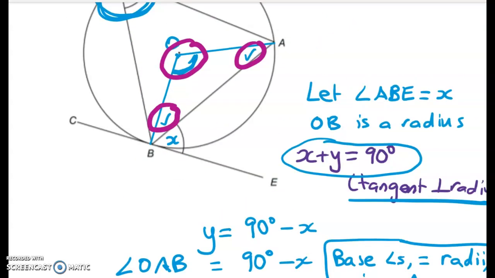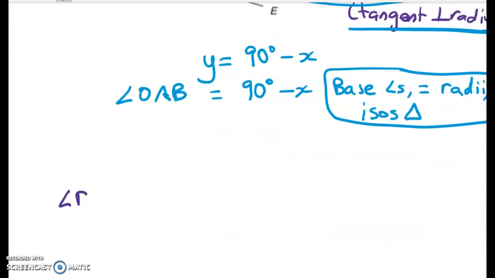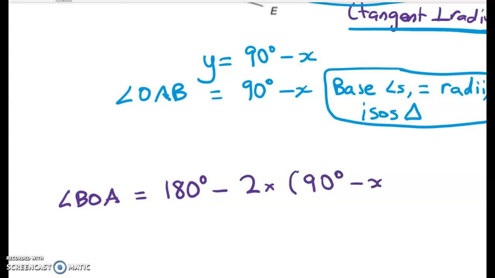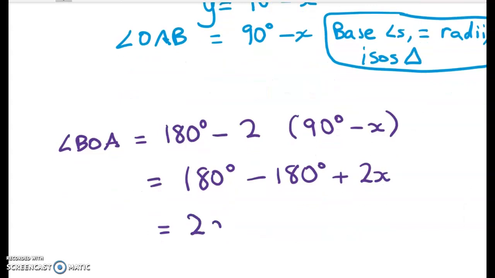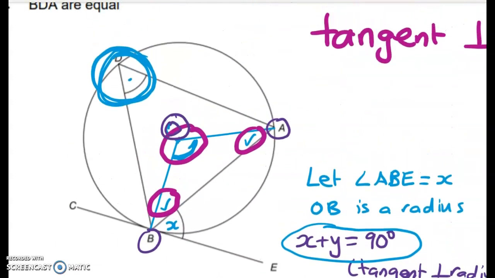Let's look at our label here. So this angle is BOA. Angle BOA is going to equal 180 degrees, take away 2 times the base angles. Now, I don't need that times sign. All I have to do now is expand out my brackets, and I get 180 degrees, take away 180 degrees, plus 2x. So that equals 2x. So we're just about done.